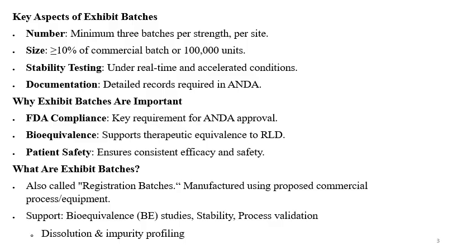Then, what are the exhibit batches? These are also called registration batches. Some people call them PV batches, and these are manufactured using the proposed commercial process equipment. So, the commercial equipment is required to be used in the manufacturing and packaging. These are required to support bioequivalence studies, stability studies, and process validation.